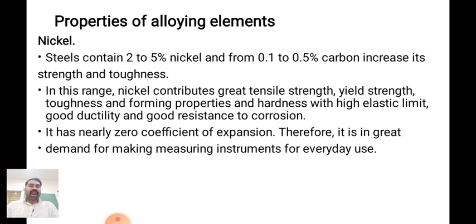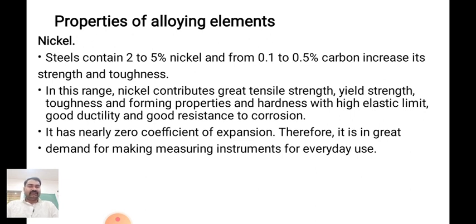The list of alloying elements such as nickel, chromium, molybdenum, tungsten, vanadium, aluminium, copper. Okay, these are the different types of alloying elements. So today we will study the properties of all the alloying elements. Out of that, the first alloying element is nickel. Nickel content in the steel is 2 to 5%, means 2 to 5% nickel and 0.1 to 0.5% carbon.